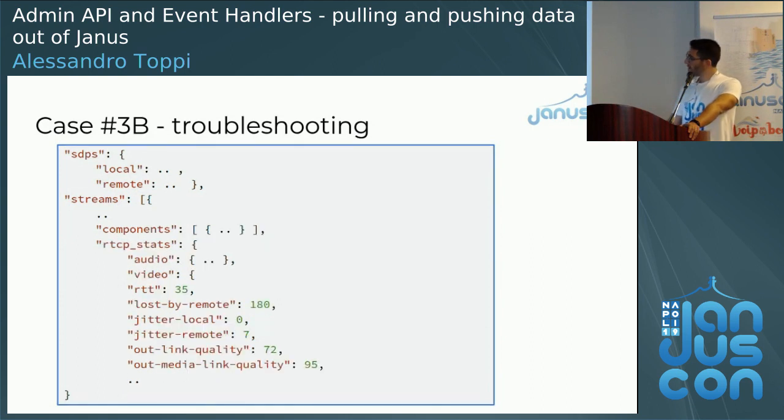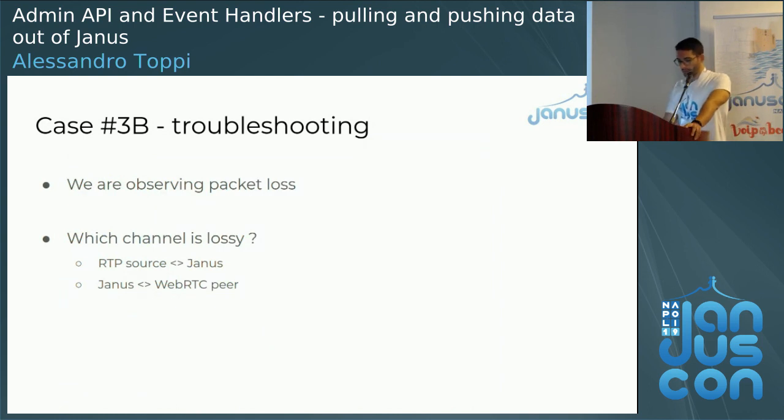And going in the RTCP section of the Admin API, this looks confirmed by the lost-by-remote attribute, which says basically that the RTCP is a message where there is an indication of lost packets from the clients. And also we have an index called out-link-quality that has a maximum of 100. In this case, it is well below the maximum value. So this is clearly packet loss. But this is just half of the picture. We need to understand where this packet loss is occurring.